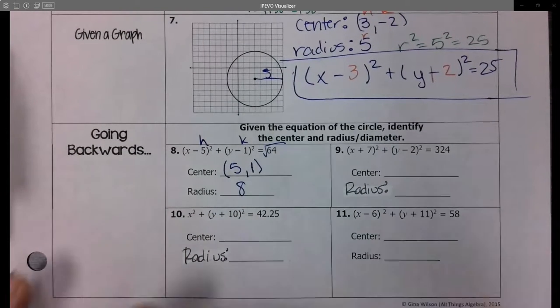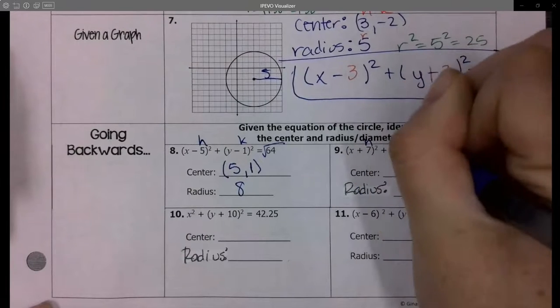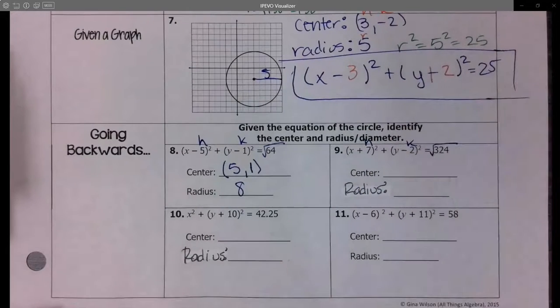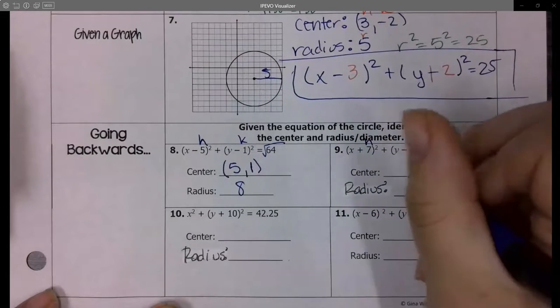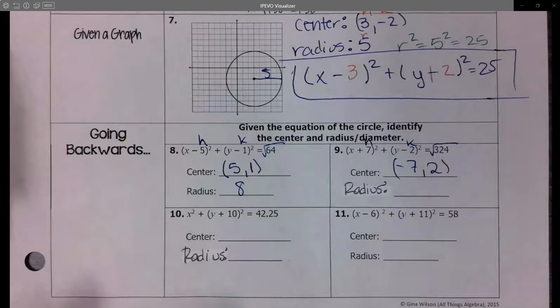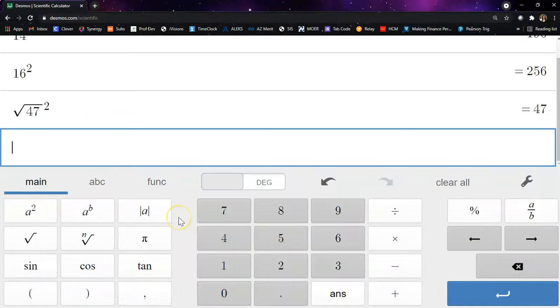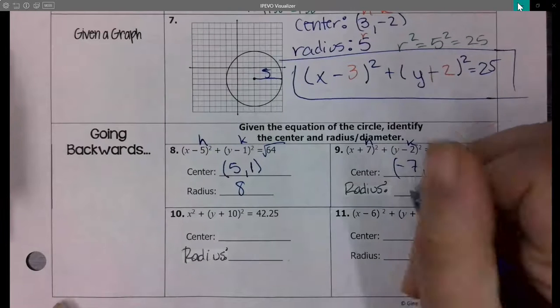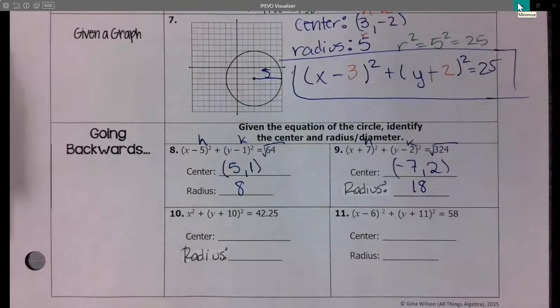Okay. So what is my center on number 9? -7 and 2. I changed the signs. Then for my radius, I need to find the square root of 324. I don't know that one off the top of my head. It's 18. So my radius here is 18.